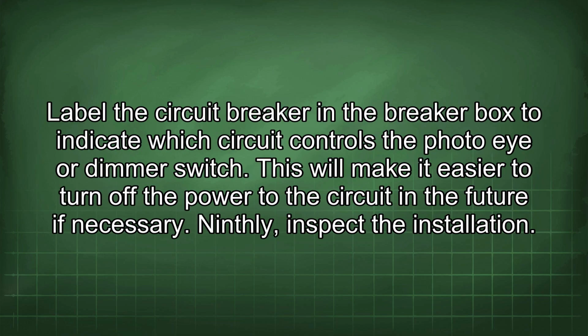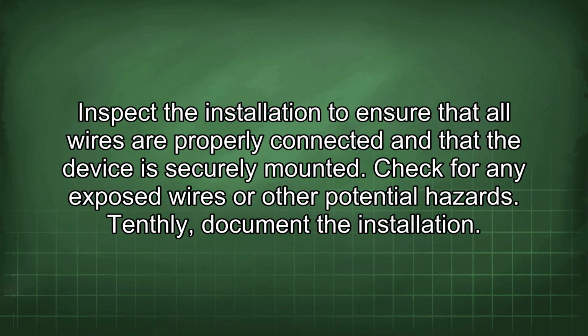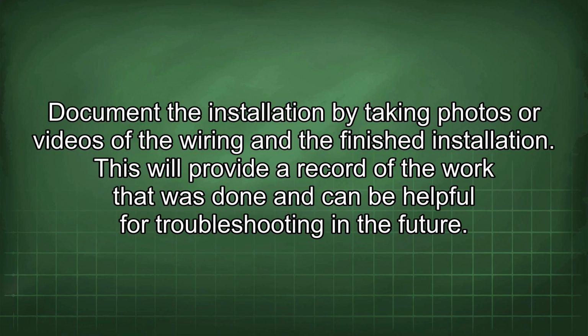Label the circuit breaker in the breaker box to indicate which circuit controls the photo eye or dimmer switch. This will make it easier to turn off the power to the circuit in the future if necessary. Ninthly, inspect the installation. Inspect the installation to ensure that all wires are properly connected and that the device is securely mounted. Check for any exposed wires or other potential hazards. Tenthly, document the installation. Document the installation by taking photos or videos of the wiring and the finished installation. This will provide a record of the work that was done and can be helpful for troubleshooting in the future.